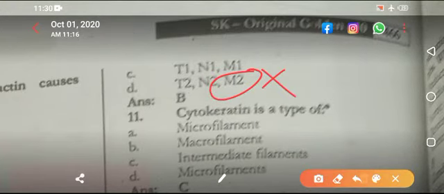There is no such thing as M2. And then if there is no nodal involvement, then this is N0. If there are ipsilateral lymph nodes involved but axillary, then that is N1. Infraclavicular lymph node enlargement, then that is N2. But there is no infraclavicular lymph node enlargement. So this is N1. So choose option B.